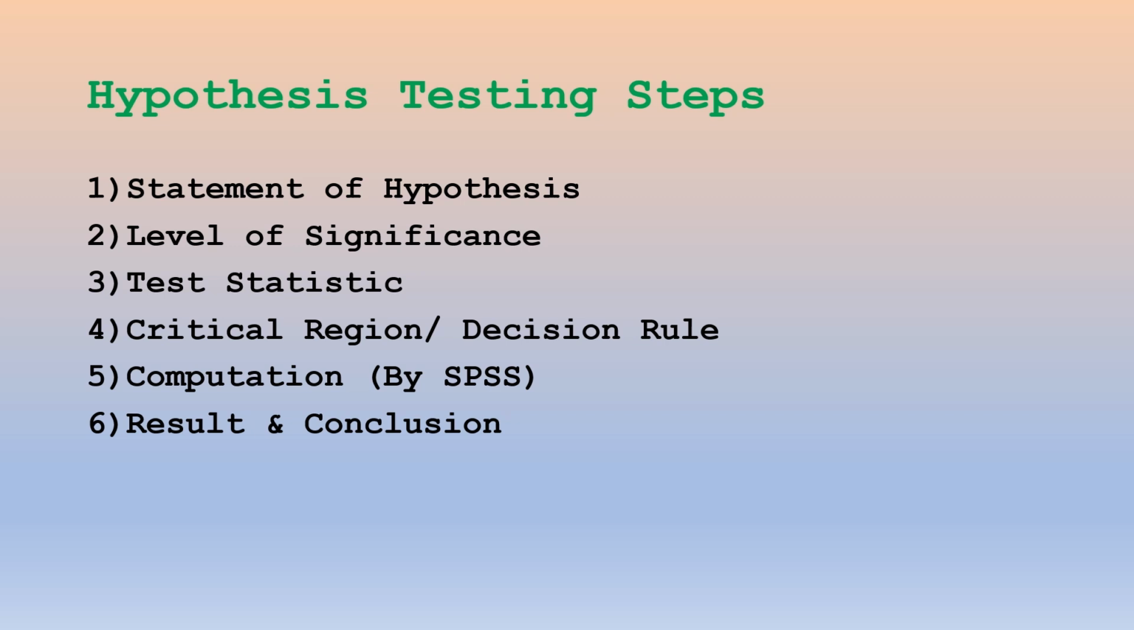We will follow 6 steps of hypothesis testing. Statement of hypothesis is the first step. Second step is level of significance. Third step, test statistics. In this step, we decide the test. Fourth step, decision rule. Fifth step is computation using SPSS software. Sixth step, results and conclusion.